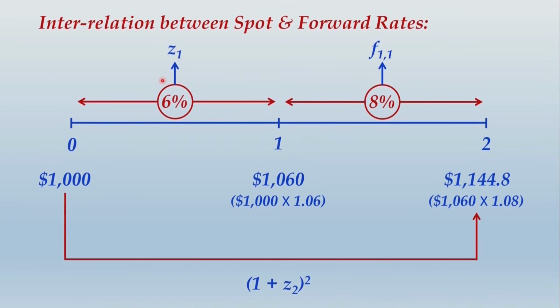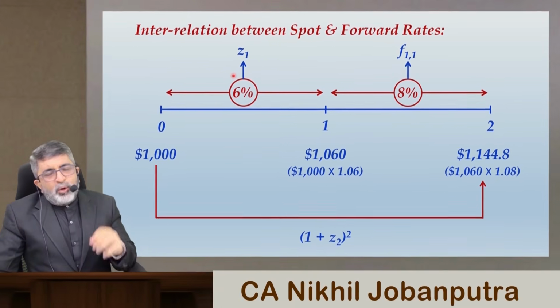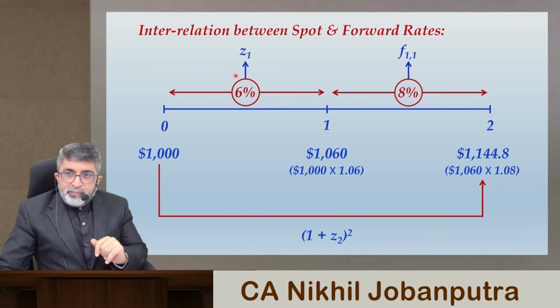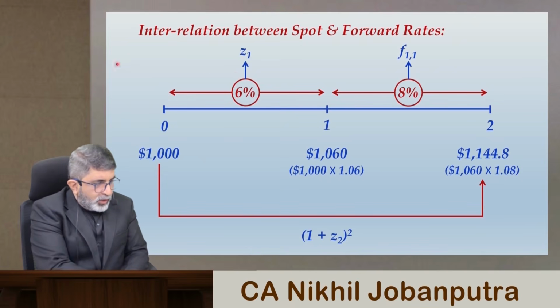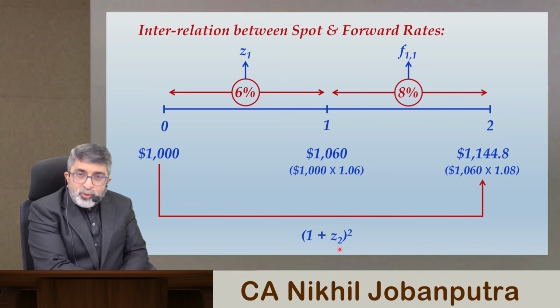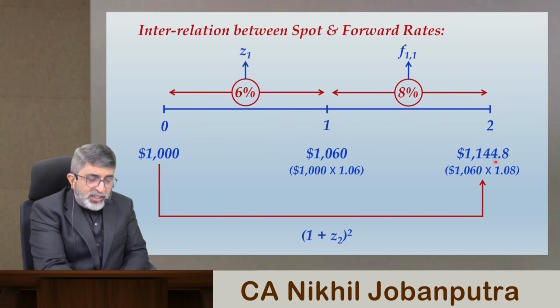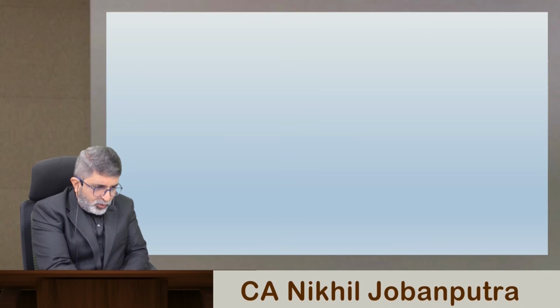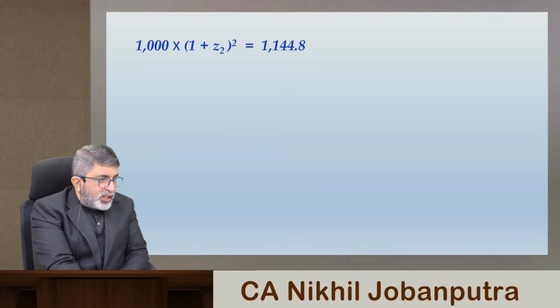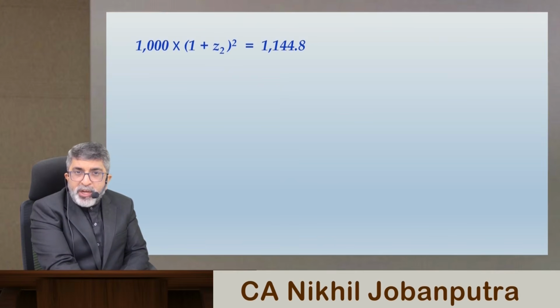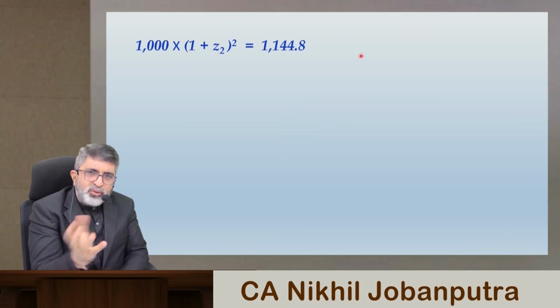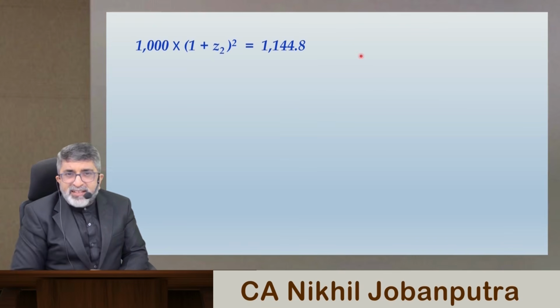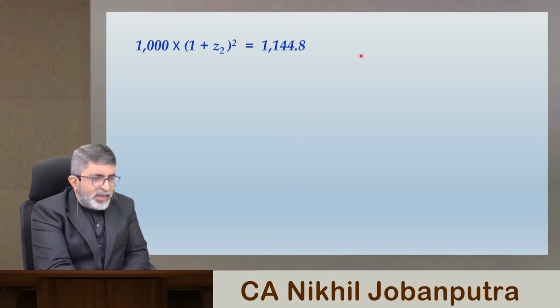Alright friends, once you have completed this whole thing, let me now take you ahead. So what I am going to do, to $1000, if we multiply (1 + Z2) raised to 2, we must be getting $1144.8. This is the equation that we are going to establish now. Look at this. $1000 into (1 + Z2) whole squared will give you 1144.8. So in this equation, do you observe that there is only one missing variable, that is Z2. You solve this equation and you get the value of Z2.